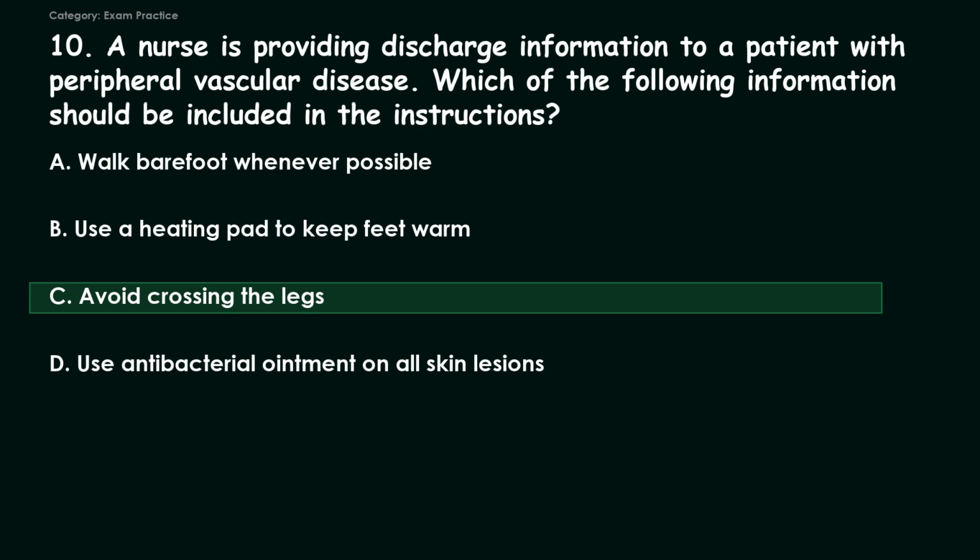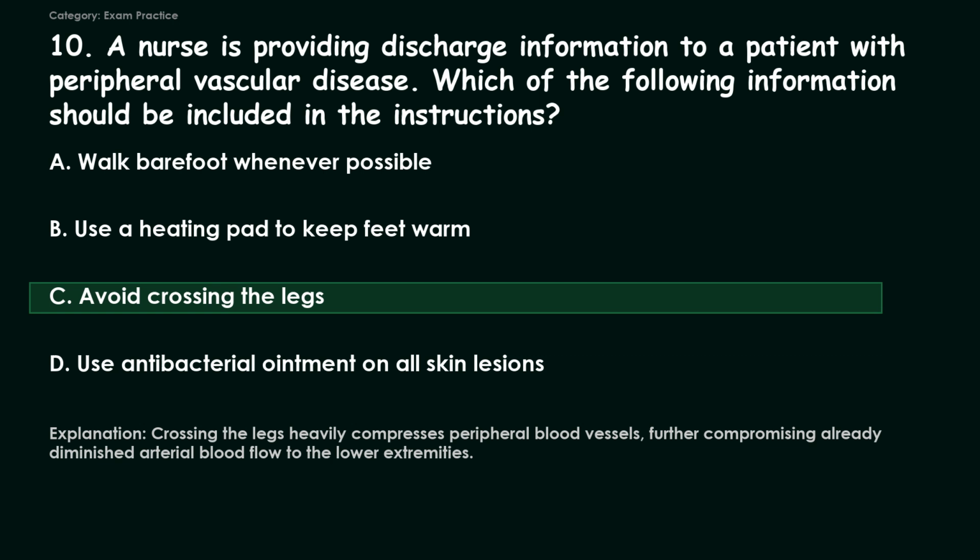The correct answer is option C, avoid crossing the legs. Crossing the legs heavily compresses peripheral blood vessels, further compromising already diminished arterial blood flow to the lower extremities.